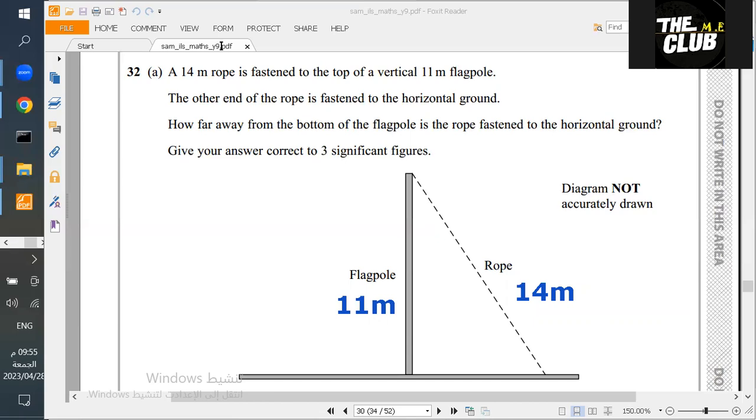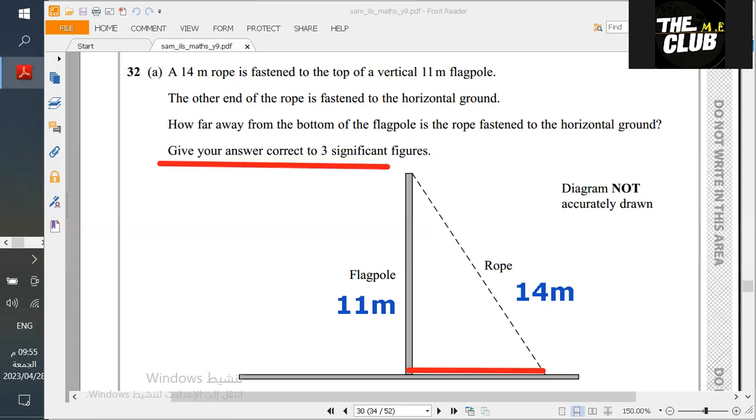How far away from the bottom of the flagpole is the rope fastened to the horizontal ground? Meaning it wants this line, the horizontal line. Give your answer to 3 significant figures. What do I use here? Mister, do we use like the SOHCAHTOA thingy? Do we have an angle?